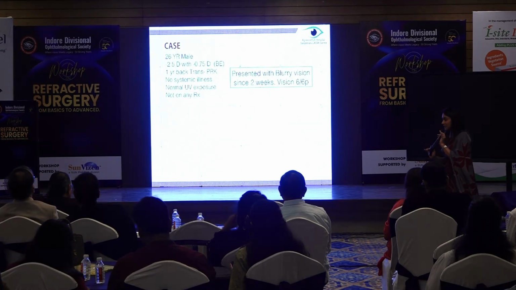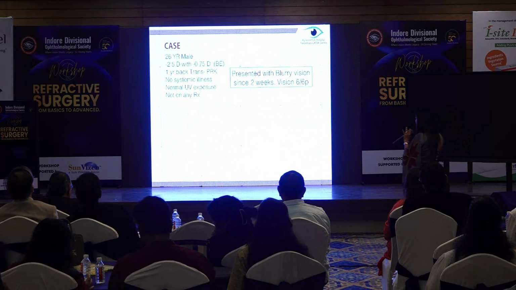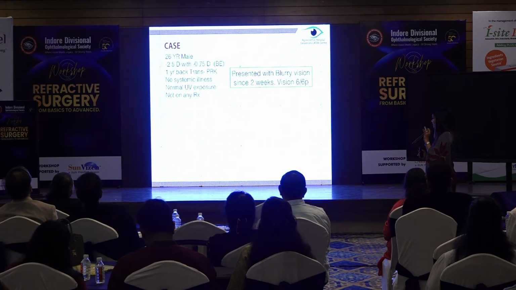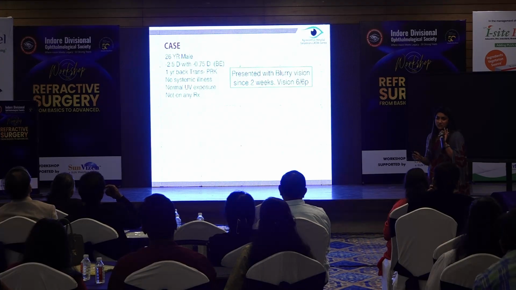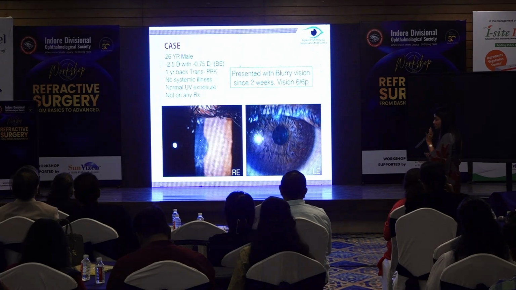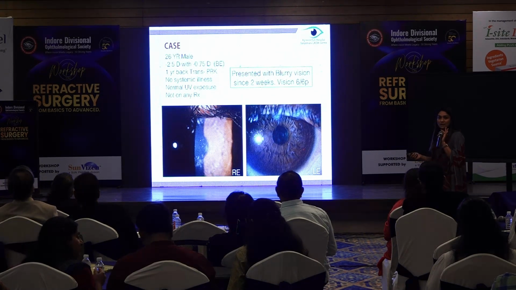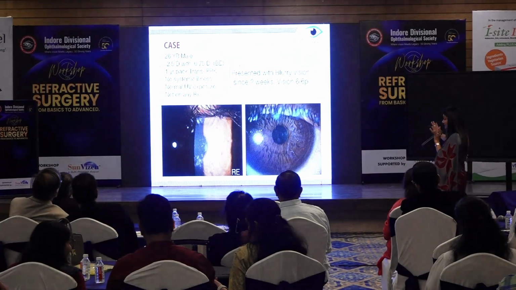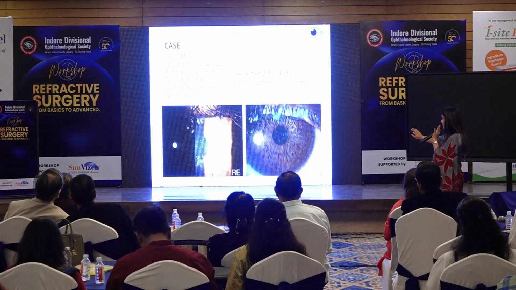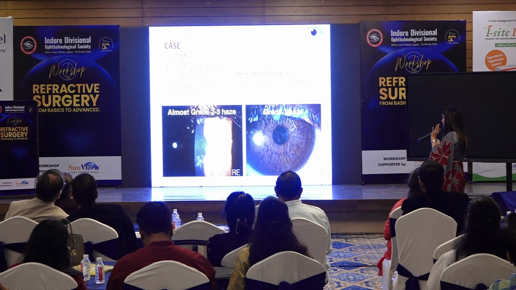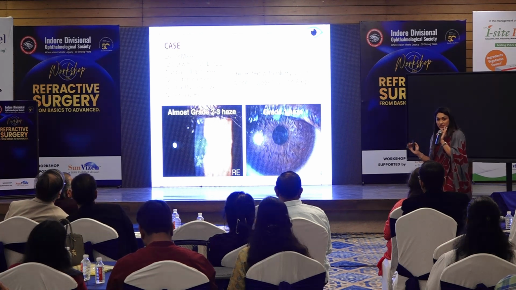A 26-year-old male, very low myope, minus 2.5 with only 0.75 cylinder. I did PRK 1 year back. He was absolutely okay, without any positive history which would lead to post-PRK haze. But he presented to me almost 2 months back with reduced vision. Left eye is significantly okay, although there is a slight haze there also. But if you can see the right eye, there's significant post-PRK haze involving the entire pupillary area, almost like grade 2 to 3.